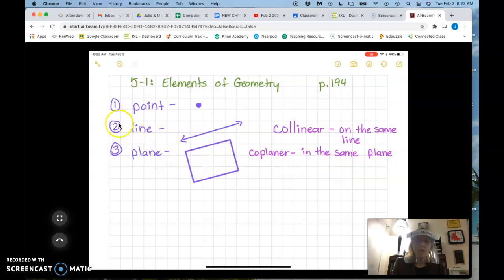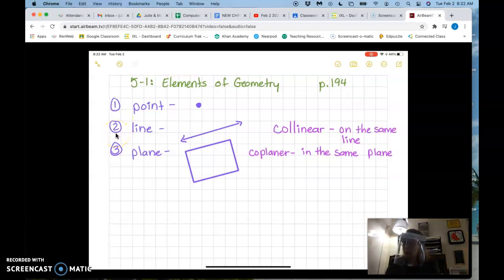Okay? So our first 3 vocabulary words are point, line, and plane. And I've drawn a picture of each one so you can see what that looks like. And also notice the numbers next to point, line, and plane, because those are going to help you remember how to name each one. When you name a point, you're going to use 1 letter. When you name a line, you're going to use 2 letters. And when you name a plane, you're going to use 3 letters. Any 3 points that are inside that plane to name it.